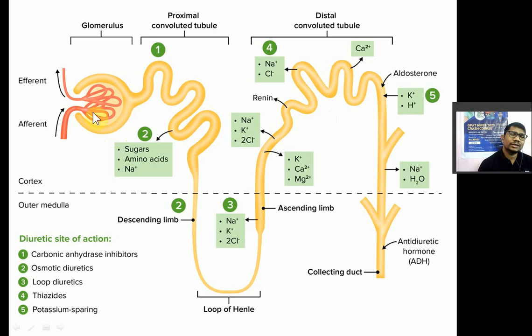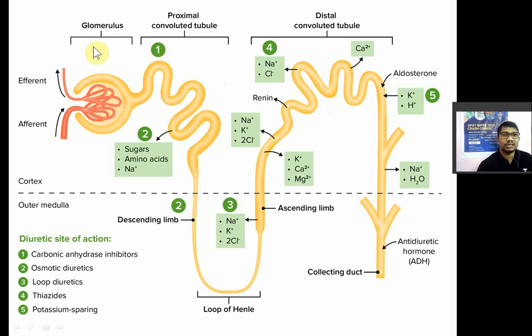Now what are the categories of different drugs? Diuretics are classified into different types depending upon their chemical structure, depending upon their mechanism of action, depending upon their site of action. So first classification, depending on the site of action, whether the diuretic will act on the proximal convoluted tubule or loop of Henle or distal convoluted tubule or collecting duct. So depending on that, diuretics are classified according to their site of action.